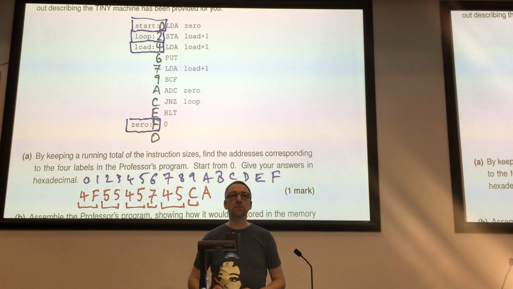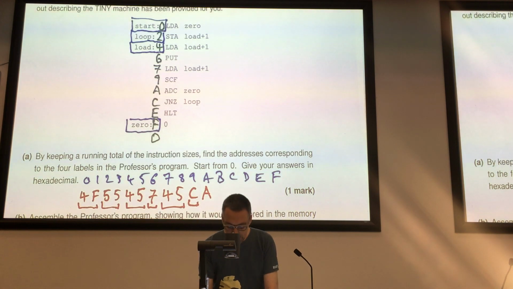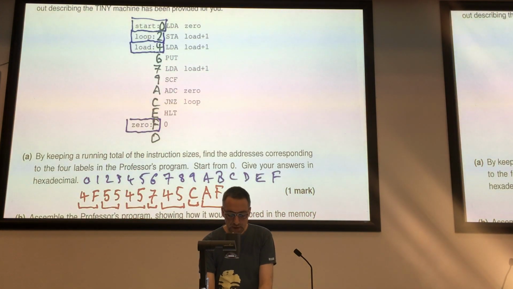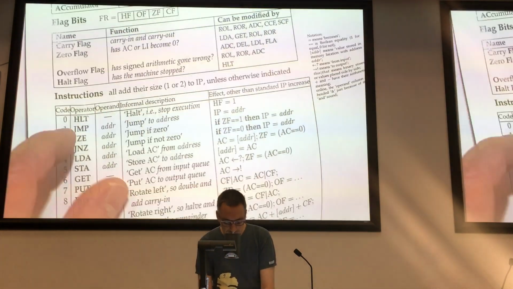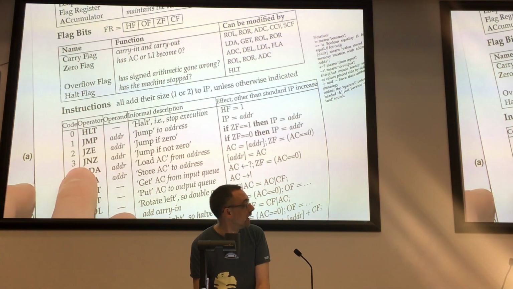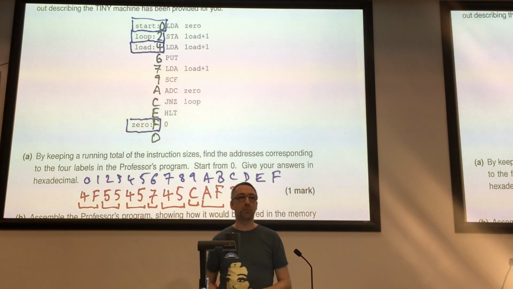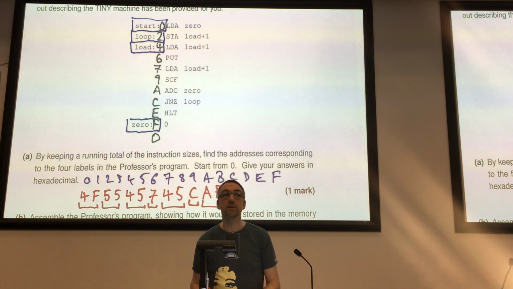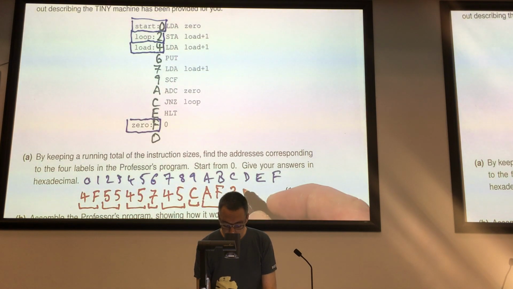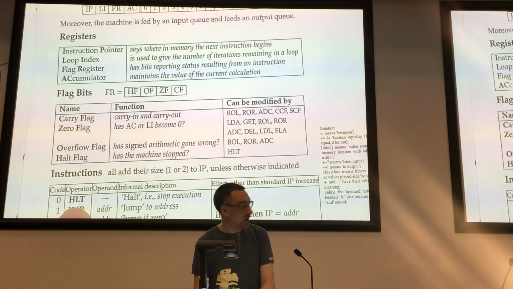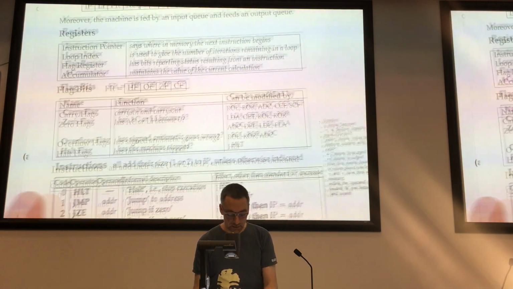How do we translate 0? That's F. That's where the label 0 is declared. Next up is jump if not 0. So that's 3. Next up is loop. What's loop? 2. Next up is halt. How do you translate halt? Look up. It's 0.